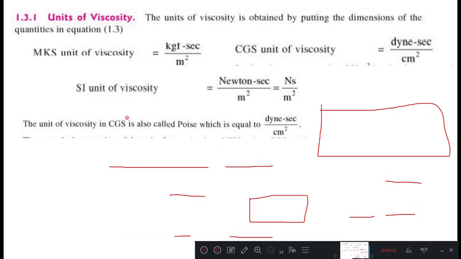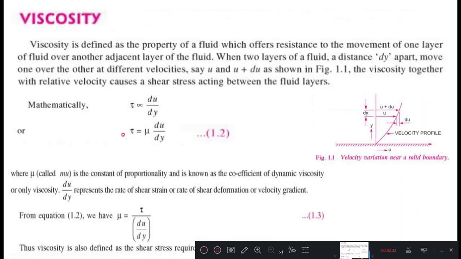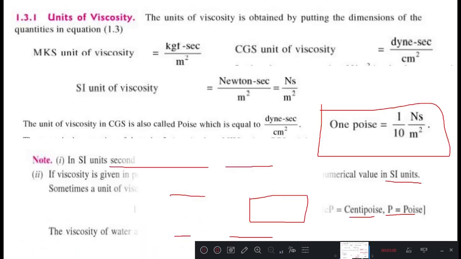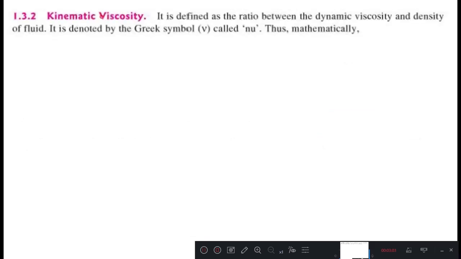This viscosity is called dynamic viscosity. This is dynamic viscosity. And next, one more type of viscosity we are going to discuss is kinematic viscosity.